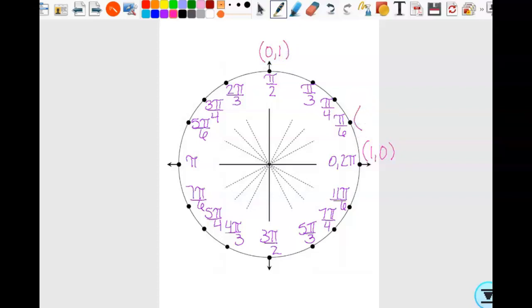Pi 6. Use your left hand. Put your ring finger down. What is the x value for pi 6? Square root of 3 over 2. And the y value? 1/2. Good.